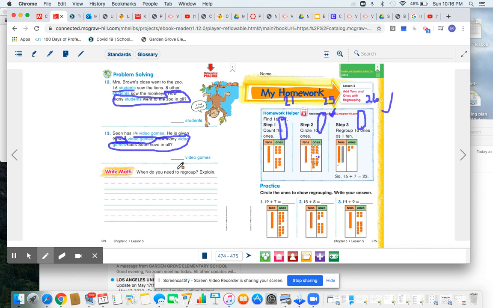When do you need to regroup and explain? So here is, when do you need to regroup and explain? So once you're done, go ahead and submit your work and upload it onto Schoology.